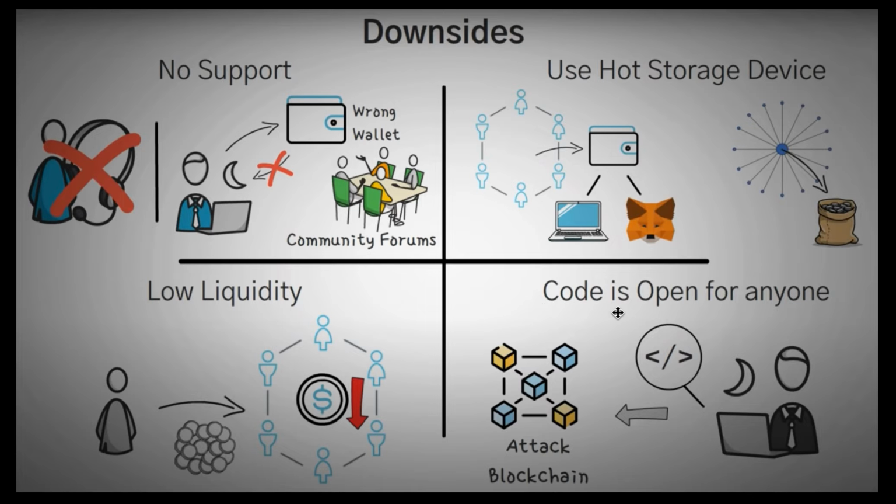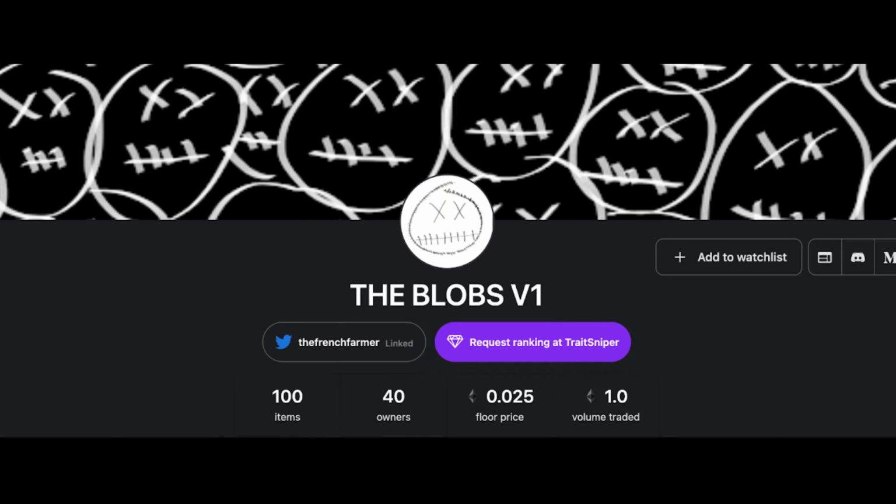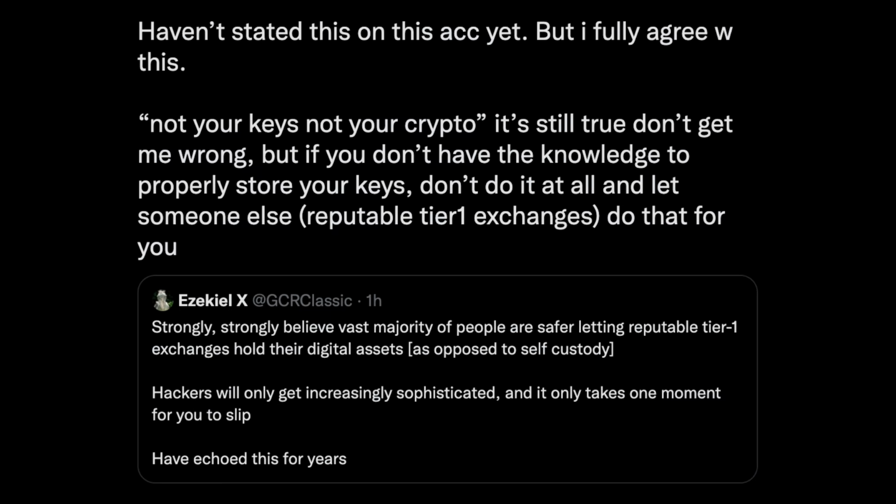Also, because the code is open for everyone, the DEX in particular is susceptible to being attacked by a hacker. And of course, you need a hot storage device like MetaMask, or you need a wallet of your own to make these transactions from. This can be quite difficult and annoying for new users to get started with.